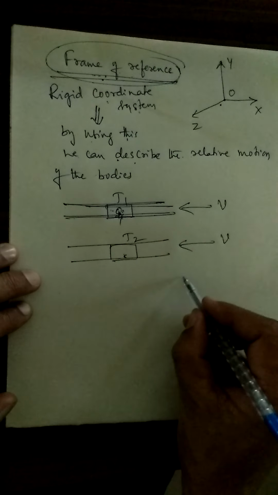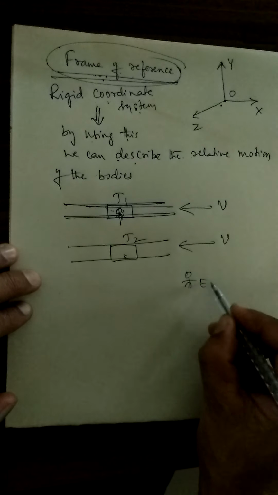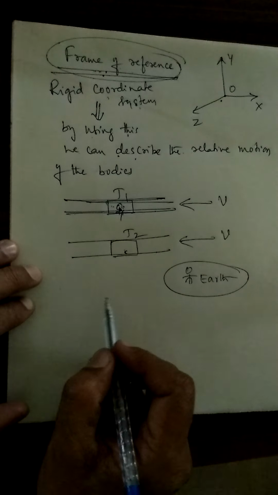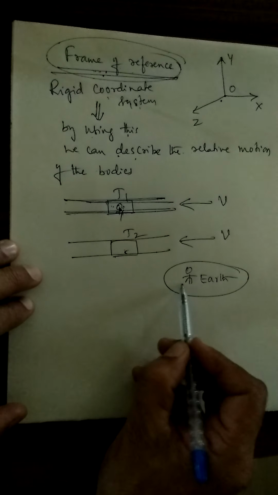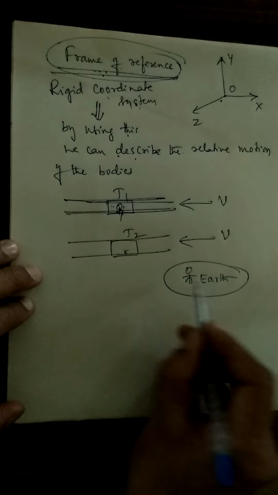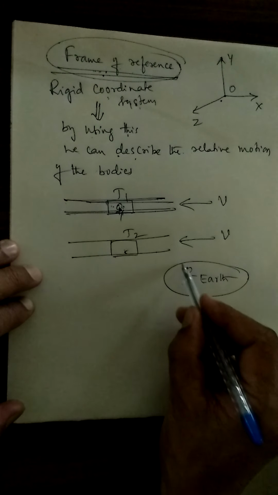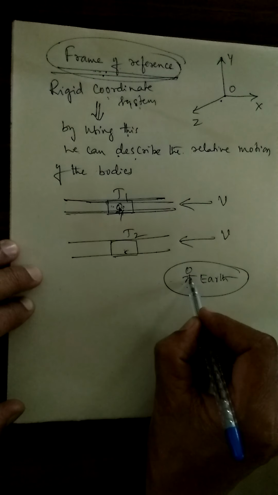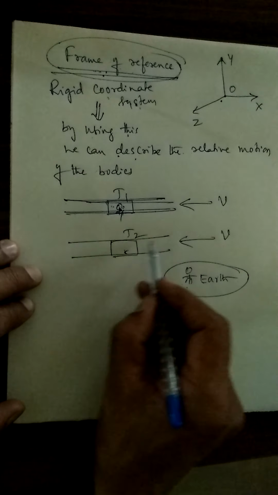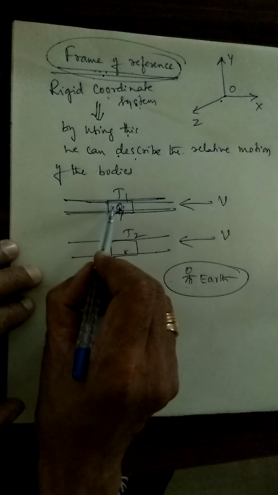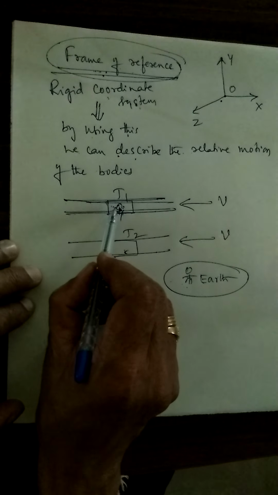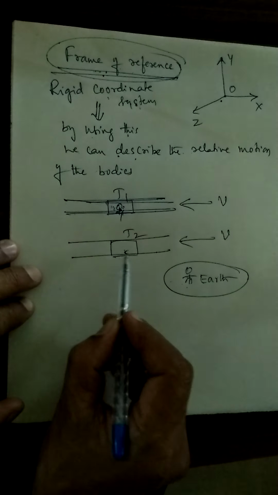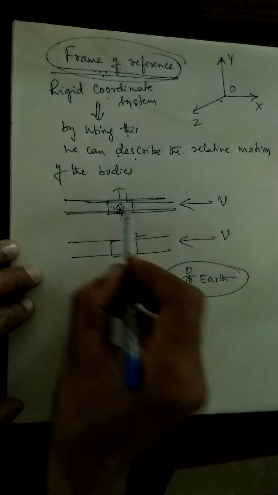Now let us consider a person who is standing on the earth. If he is observing this and this, he is going to say this train is also moving. With respect to earth, a frame of reference fixed to the earth, an observer standing on the earth can observe that both the trains are moving. But if you consider a frame of reference fixed to a train that is moving, with respect to this train, this is at rest.